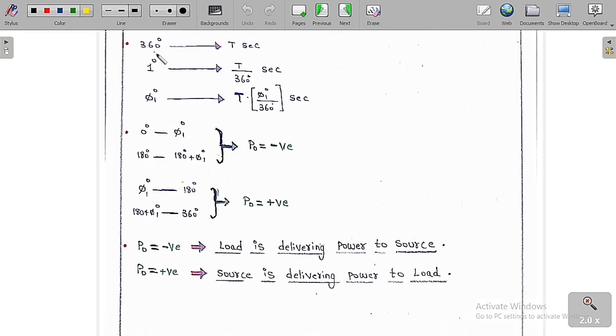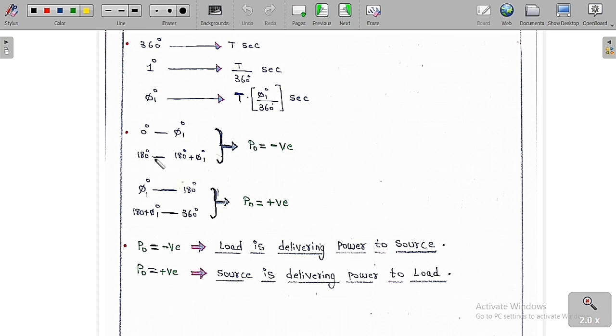You can see clearly, suppose for 360 degrees I am assuming t seconds. So for 1 degree it will be t by 360 degrees. If you divide by 360 degrees on both sides, you get 1 degree is equal to t by 360 seconds. For phi 1 degrees, multiplying by phi 1 on both sides, we get t times phi 1 by 360 seconds. So if you want to convert phi 1 degrees into seconds, it is t times phi 1 by 360. This way we can convert phi 1 into seconds.